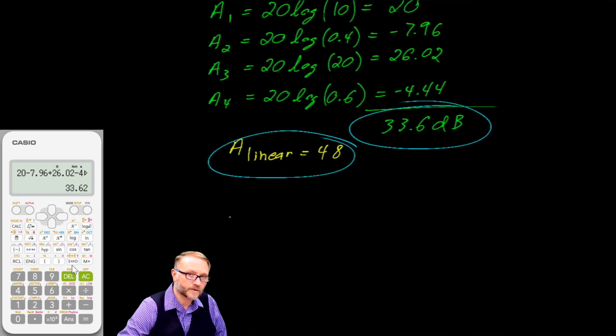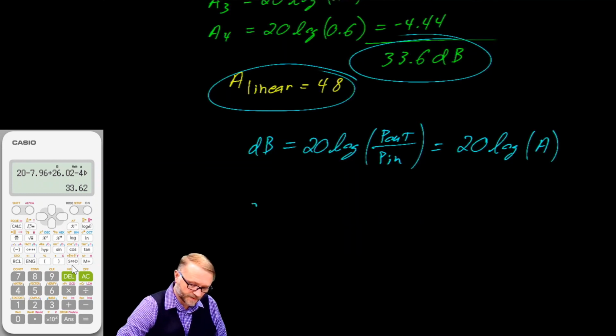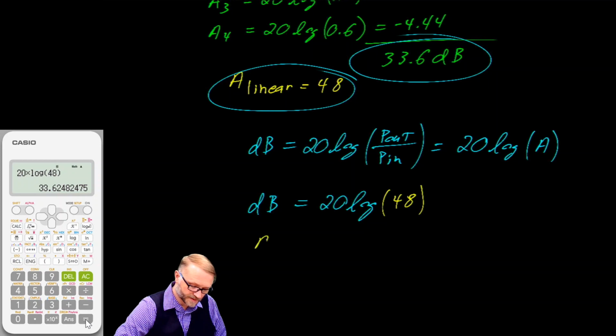We can convince ourselves of that by going back to our base equations. So the voltage gain in decibels is 20 log of voltage out over voltage in. We also said that gain is equal to voltage out over voltage in. So we can rewrite this as 20 log of the voltage gain. So the gain in decibels is 20 log of 48. Let's see if that works out. So 20 times log 48 is 33.6. So the gain is equal to 33.6 dB.